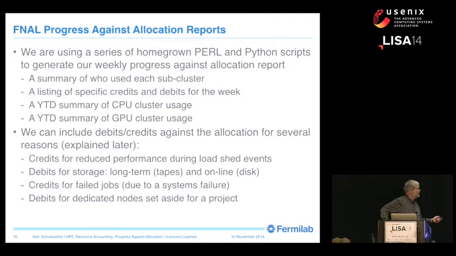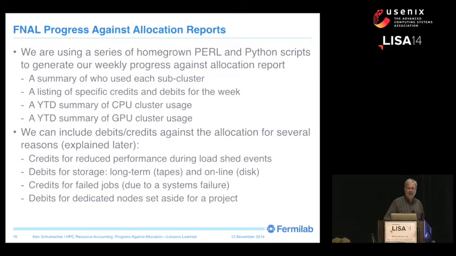So the reports summarize who's been using each cluster, specific credits and debits, and year-to-date summaries of both the CPU and the GPU listings. The debits and credits come up for several different reasons, and I'll give more detail a little bit later, but the gist of it is there's credits for reduced performance during a load shed event, debits for storage, tape and disk, and credits for a job that's failed and it wasn't, I don't want to say it wasn't the user's fault, but the job finishes, it thinks successfully, so it ends up generating a billing record, and I charge them for it.